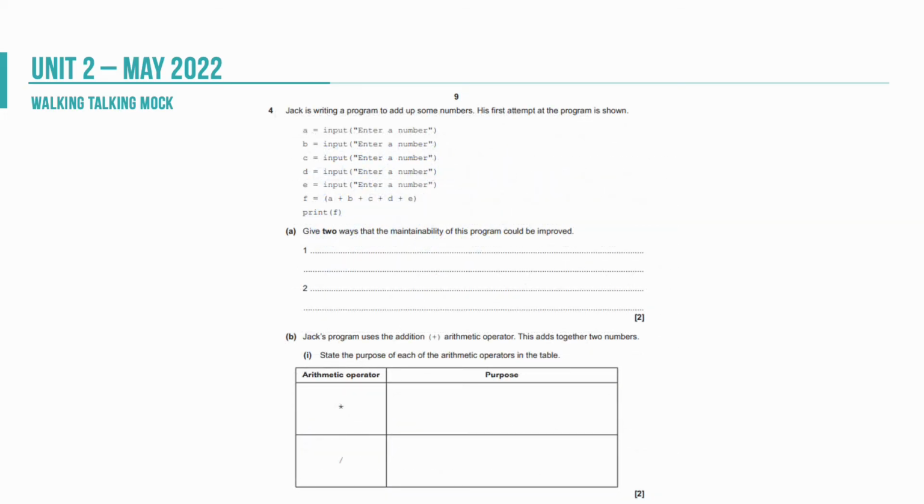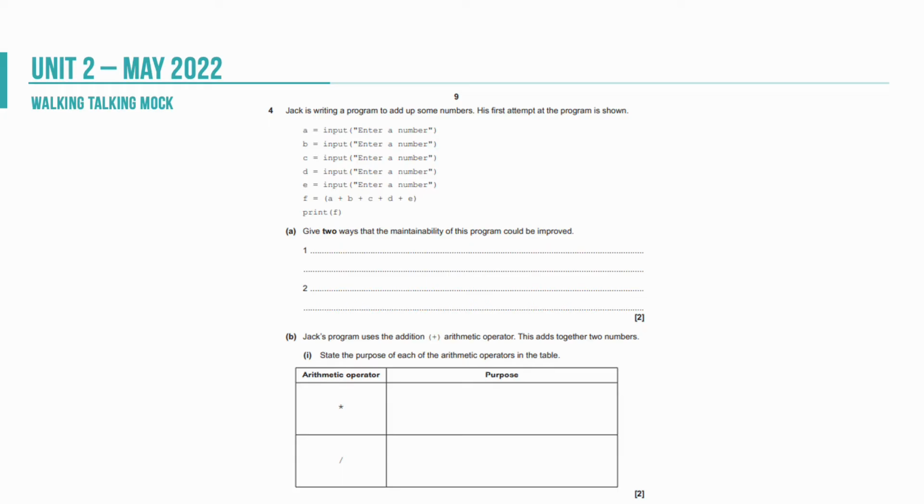We've then been given some more OCR reference language, and we've got Jack who's writing a program to add some numbers. Give 2 ways that the maintainability of this program could be improved. The mistake that students make here is to overcomplicate. They look at this question and think, well, we should be using a loop, I should have a while loop or a for loop. That's not strictly maintainability.